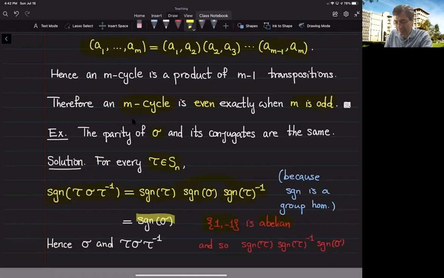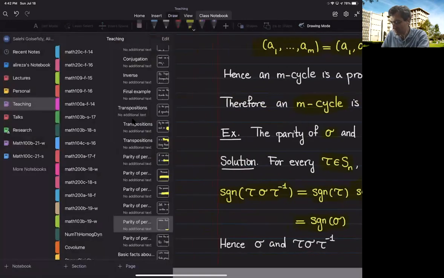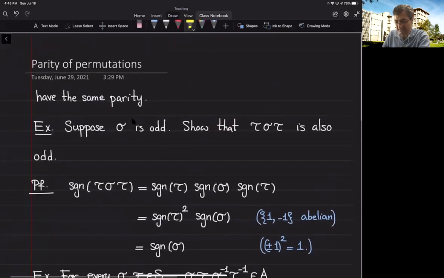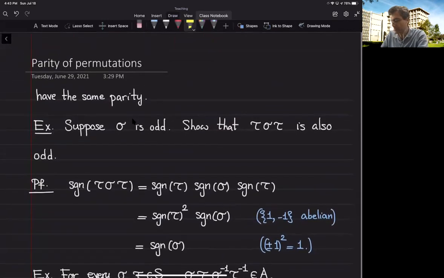I end up getting sign of sigma. And that's exactly what we wanted to show. We showed that this permutation and this one have the same sign, and therefore sigma and tau sigma tau inverse have the same parity. And that's exactly what we wanted to show.